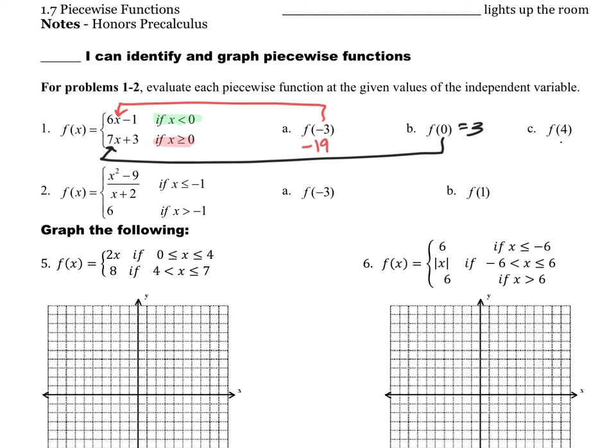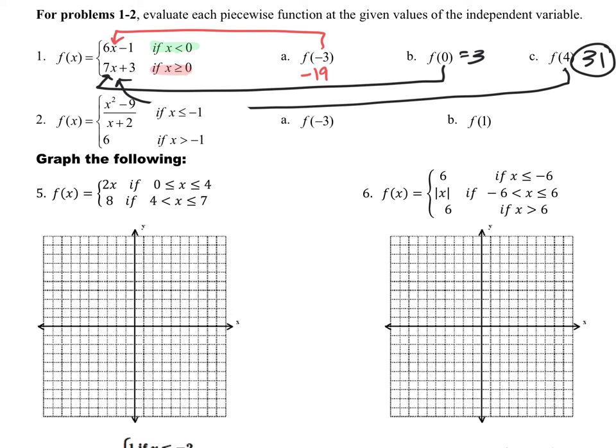Greater than. Yes, therefore, I'm gonna plug it in down here. 7 times 4? 31. Oh, 28 plus 3 is 31. Good. Hey, good job, Braddock. Okay, let's go right here.